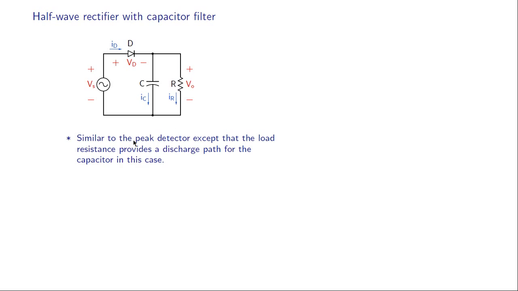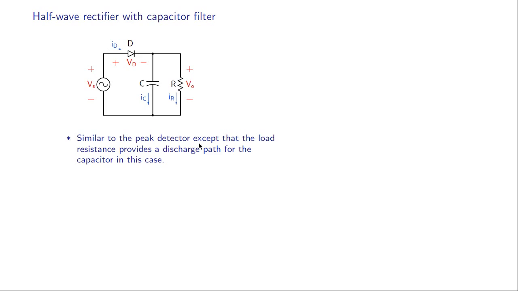Now this circuit is very similar to the peak detector circuit that we saw earlier, in which we had the diode and the capacitor but not this load resistor, and as a result what happened is this output voltage tracked the peak of the input voltage. Now this circuit is not quite the same, but it's very similar.